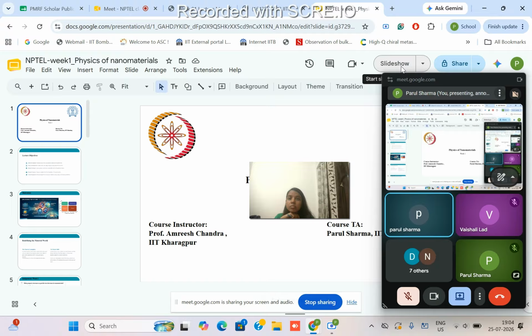So here the size is 10 and 20 centimeters. So obviously it is bulk material. Now when we are moving from bulk to nano, you can see that the particle size is 100 nanometer.